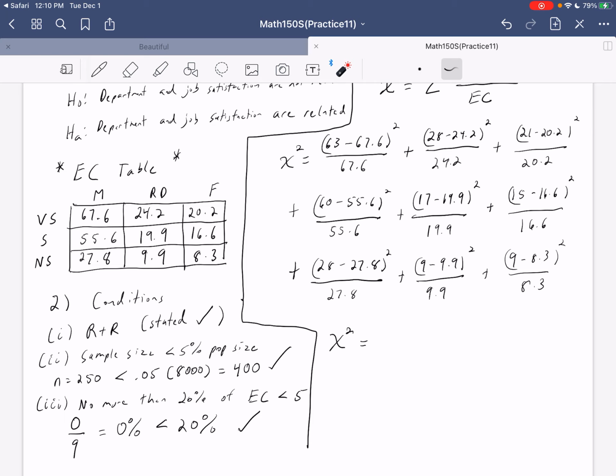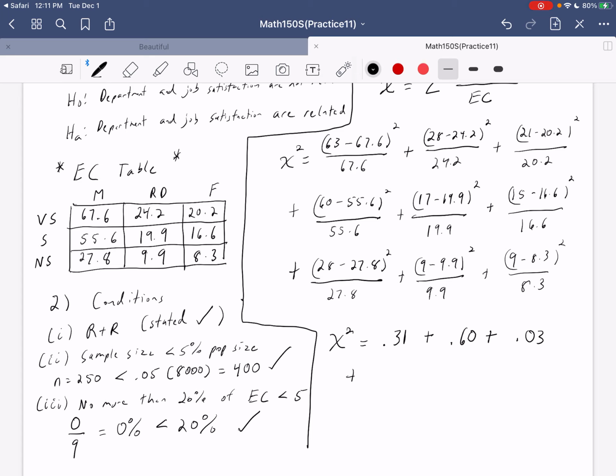For this first one, we'll just type it in as it looks. So parentheses 63 minus 67.6, close the parentheses, square it, and then divide by 67.6. So my first one looks like it should be 0.31 plus, then same thing, parentheses 28 minus 24.2, close the parentheses, squared, and then divide by 24.2. Looks like you should get 0.60. Plus the next one, 21 minus 20.2, square that result, and then divide by 20.2. Looks like we get 0.03.